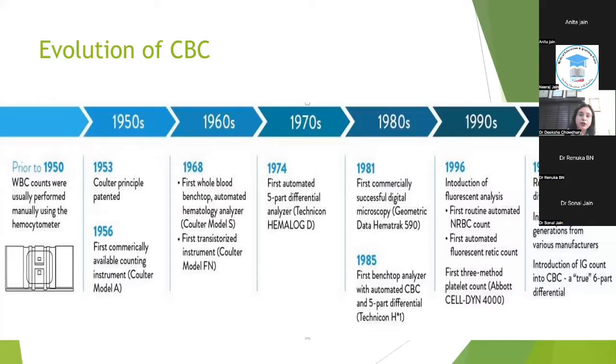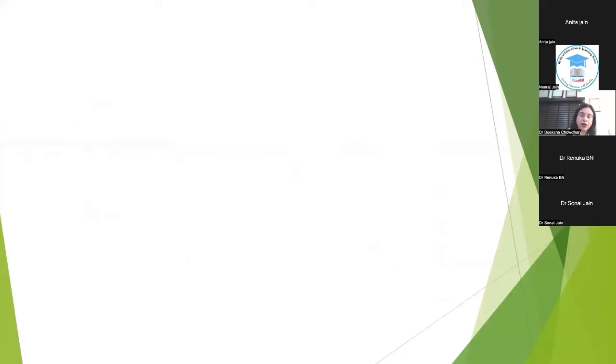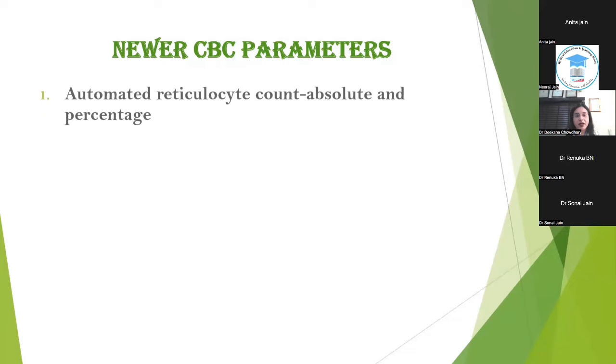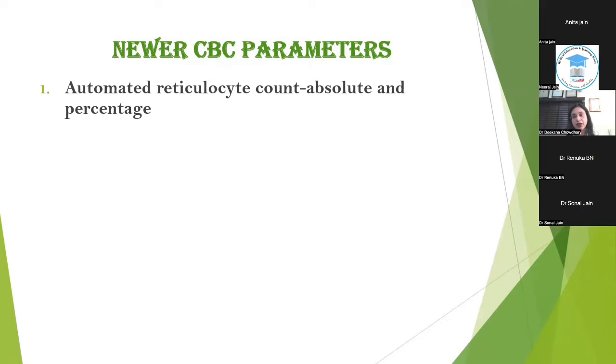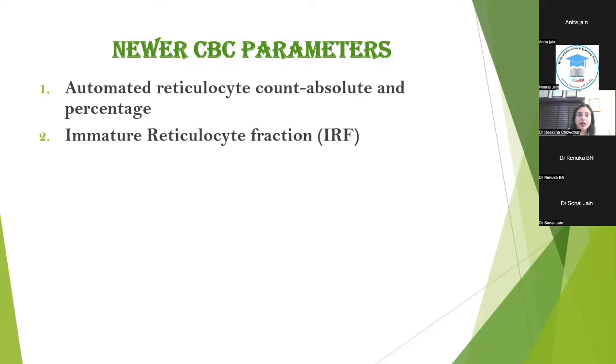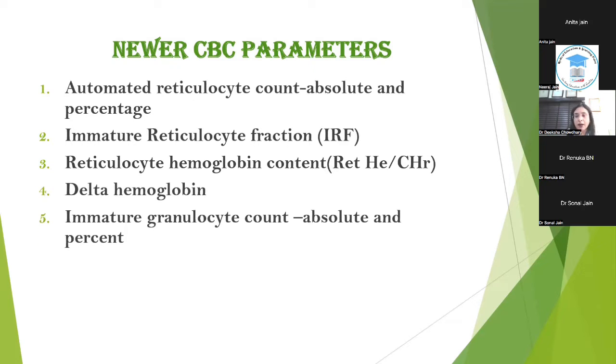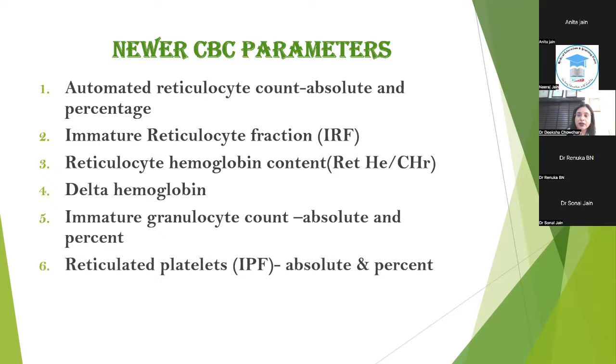So today we'll be talking about some of the new parameters which are reportable, and there are many others which are still in the research pipeline, and soon maybe we will get them as reportable parameters also. So what are the new parameters we have? First of all, automated reticulocyte count, both absolute as well as percentage, immature reticulocyte fraction, reticulocyte hemoglobin content, delta hemoglobin, immature granulocyte count, both absolute and percent, reticulated platelets, or what we call the immature platelet fraction, both absolute as well as percentage, and nucleated RBCs.